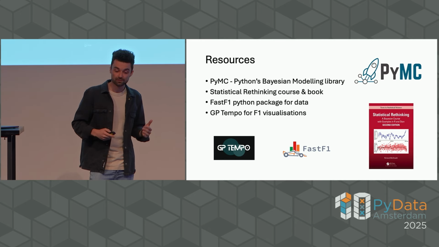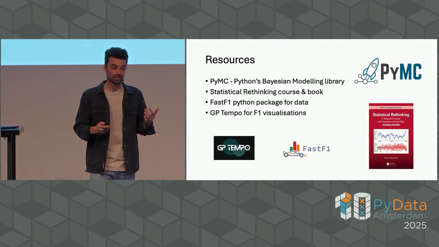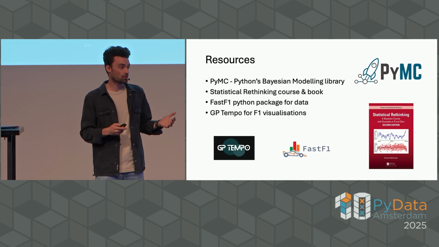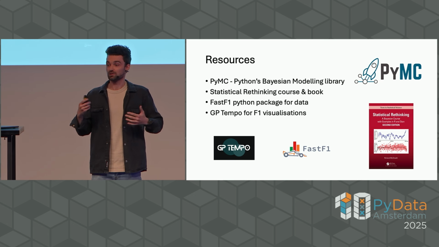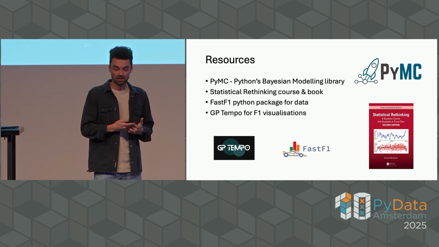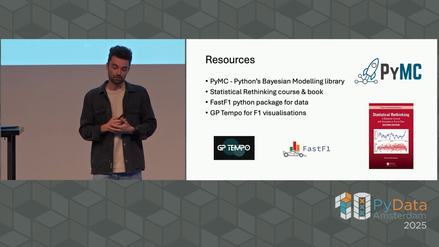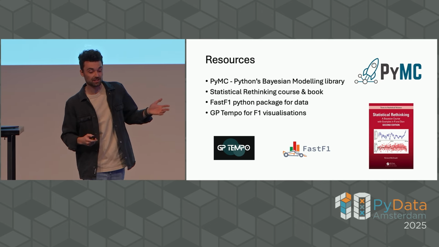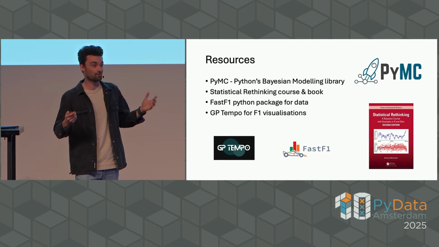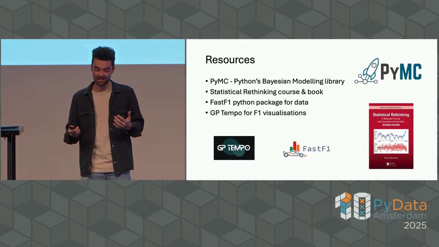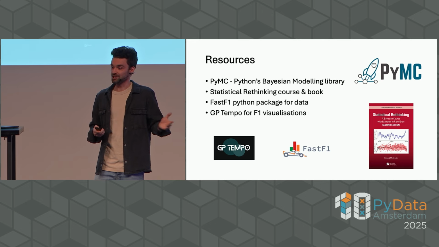I've learned a lot from the Statistical Rethinking course by Richard McElreath. He has a free YouTube course with 20 lectures where he goes over all kinds of Bayesian things. And the book is also a really good one. And then lastly, the FastF1 Python package for me to really make it easy to work with this data, and GP Tempo for the visualizations that I've used.